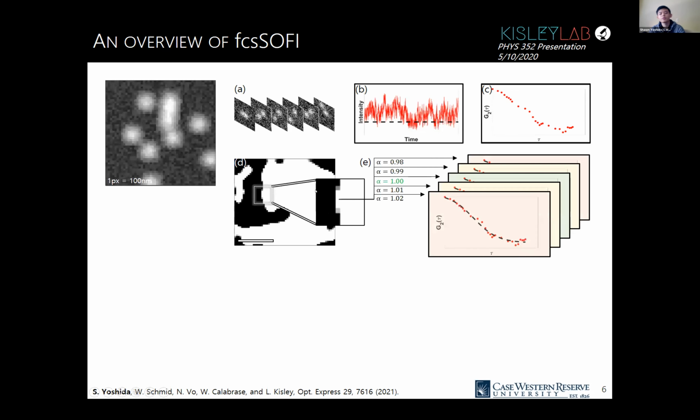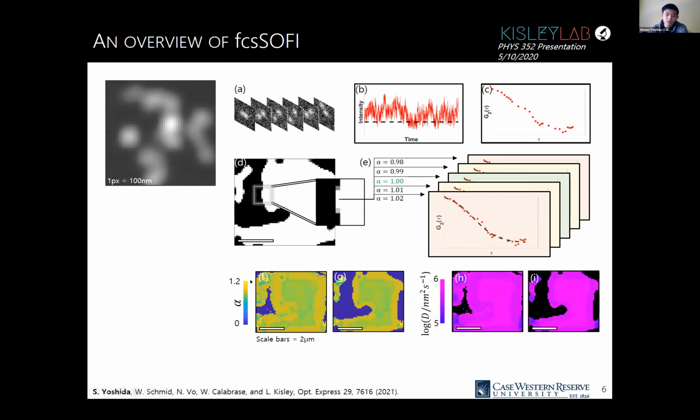And then at each individual pixel, we can also extract diffusion dynamics. These are known diffusion models that can tell us two things, which are the anomaly, which is the non-linearity of the mean squared displacement. So with Brownian diffusion, we expect a linear relationship between MSD and time. When we have an alpha that's not one, that's just not the case. And then we also have the diffusion rate, which is simply how fast a given fluorophore is diffusing.